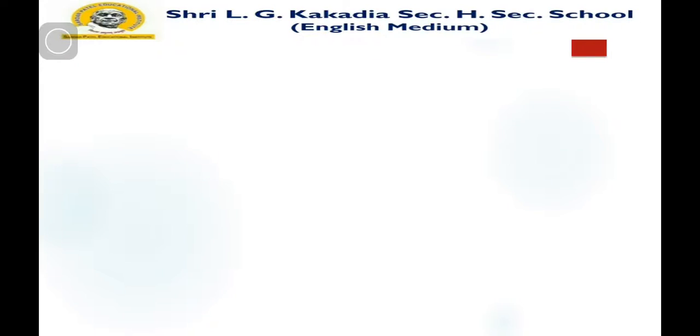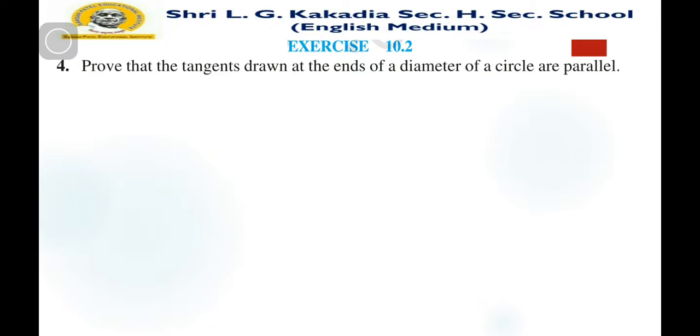So, in exercise 10.2, given question number 4: prove that the tangents drawn at the ends of a diameter of a circle are parallel. So here, given a diameter of a circle, and at both end sides two tangents are drawn, we are going to prove that both the tangents are parallel to each other.